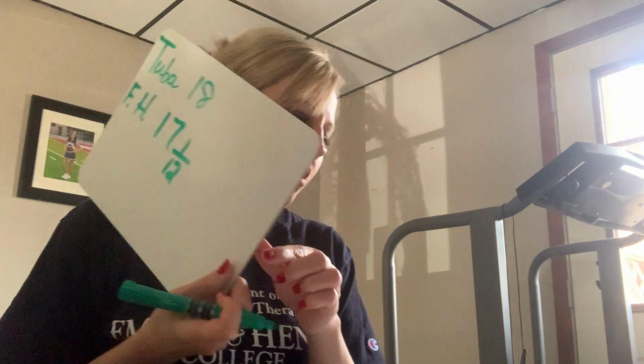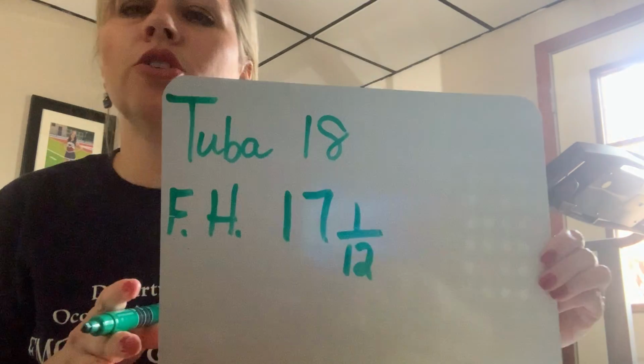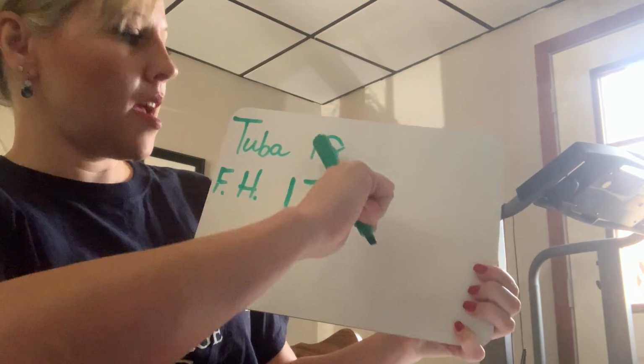So let me go back up here in my problem. The tuba is 18 feet. We're working with just a whole. Okay, the tuba is 18 feet, and the French horn, I'm just abbreviating, French horn, is 17 1/12. So we're going to compare. They want to know how much longer the tuba is. So here we go. We're working with that whole.